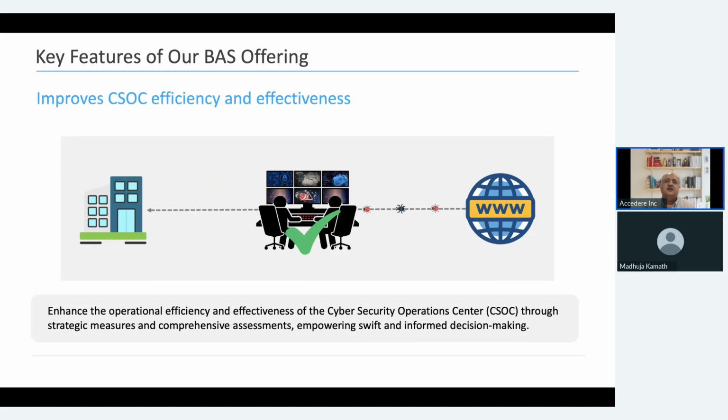The next aspect is that the BAS service improves your CSOC efficiency and effectiveness. As we said, we do a detection rule validation. So based on the detection rule validation, we will baseline your environment in our BAS tool. What was there 6 months previously? What is there today? And what is going to be there? I mean, at least we can tell you where you need to be in future, so that you can monitor the effectiveness of your CSOC over a period of time, right?